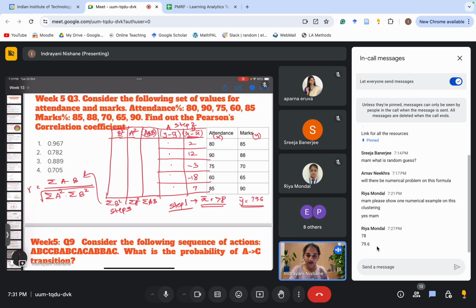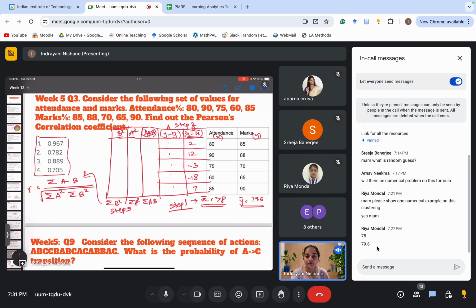It is just repeated calculations. You have to subtract everything from the mean, then square it, then do the product, and so on. Once you do this, you will get some number which should be within these options. This is how you are supposed to do any correlation question if it comes.